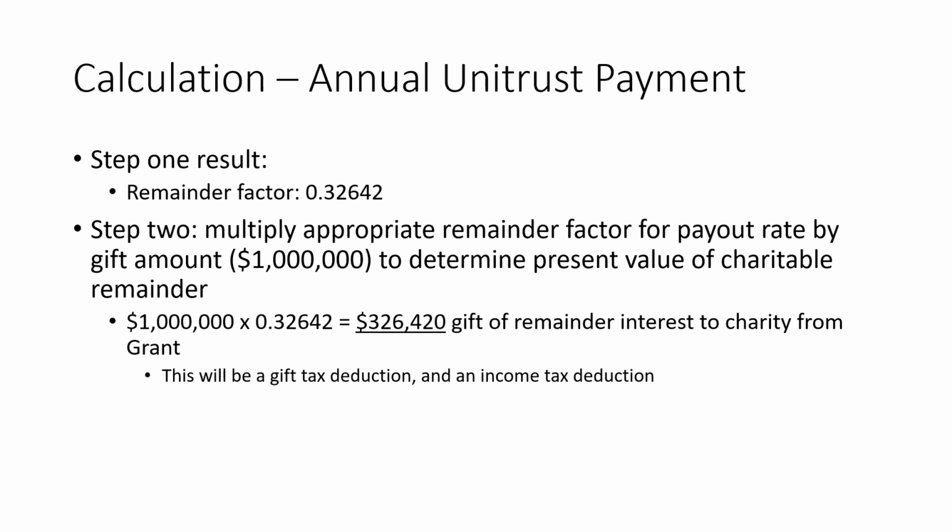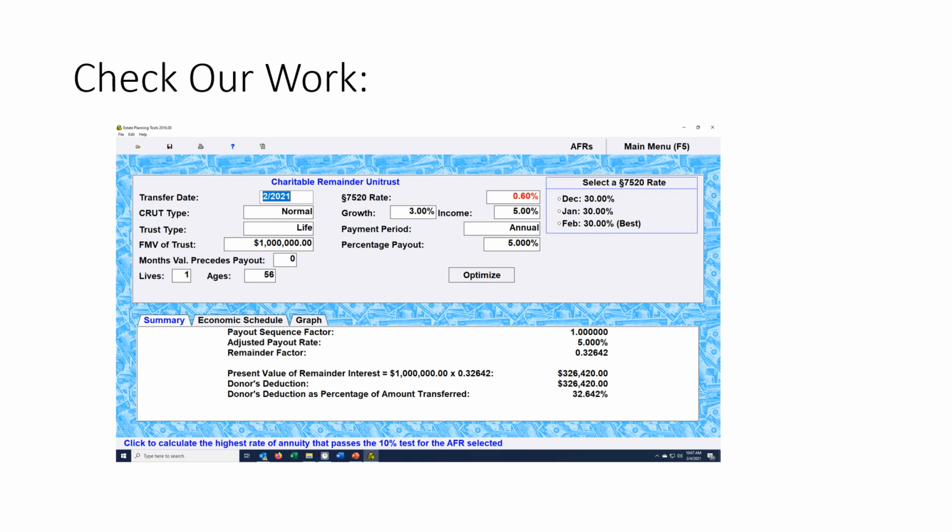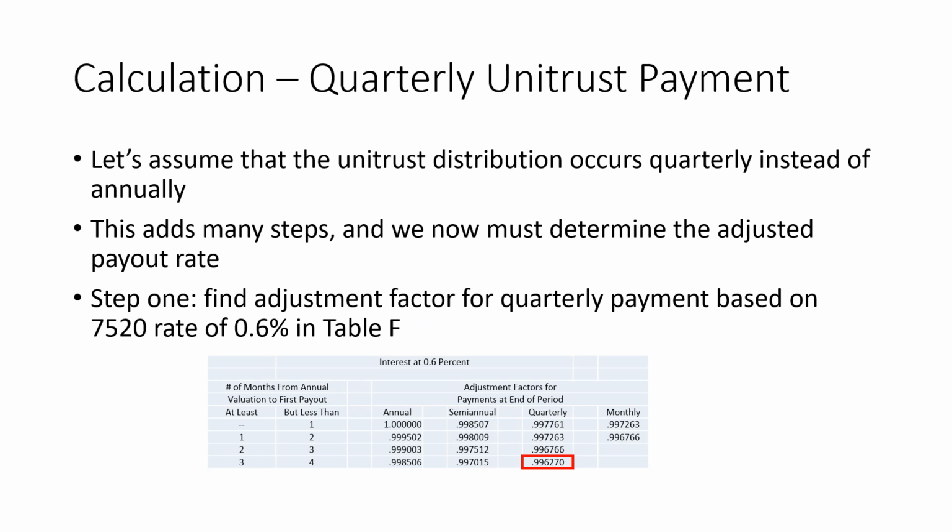Now we're not going to dive into the income tax specifics of how much you can deduct in a given year based on AGI and what the percent limitation is for CRUTs and things like that. That's a subject for another time, but what we are going to do is say that was simple, and we're now going to check our work. And lo and behold, using estate planning tools from Brentmark and Leimberg, we get our exact example here. This is what we wanted to come up with, $326,420.